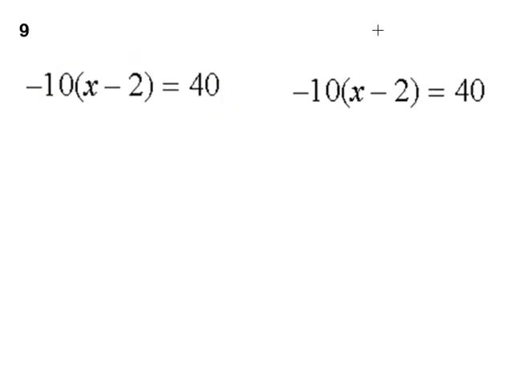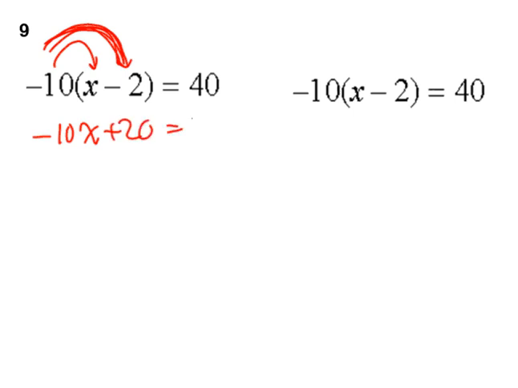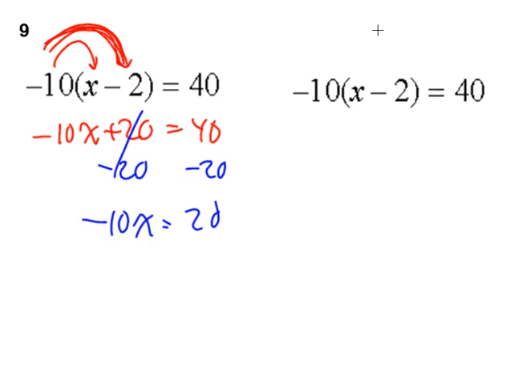We'll expand using distributive property. So negative 10 multiplied by x is negative 10x. And look at this next one. Negative 10 times negative 2 is positive 20. A lot of people make the mistake of making it negative 20, but it's a positive 20. And once you get that, we're going to subtract 20 from both sides. Negative 10x equals 20. We divide both sides by negative 10, and x will equal negative 2. That's using distributive property.